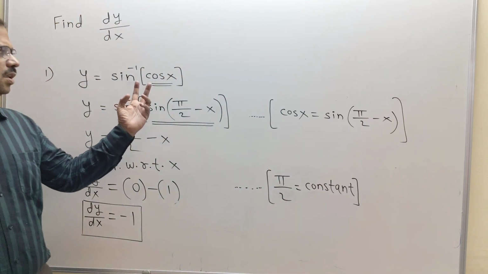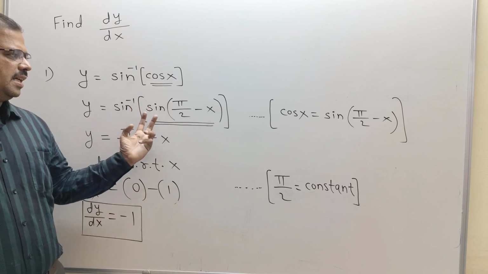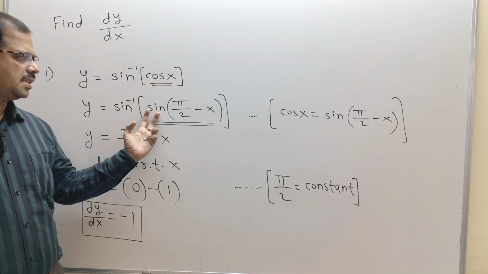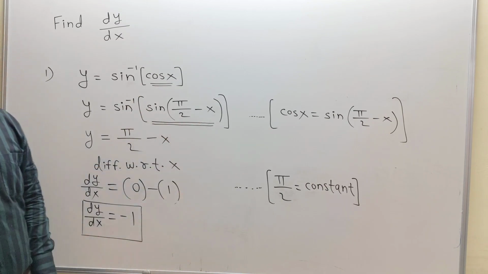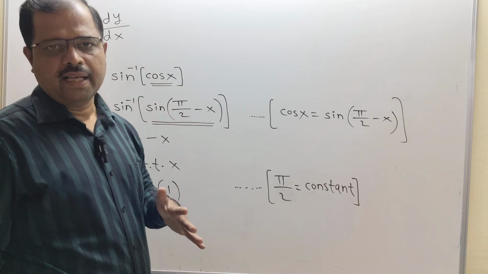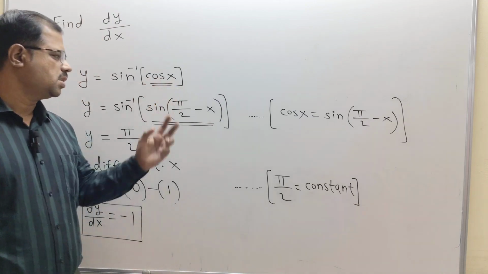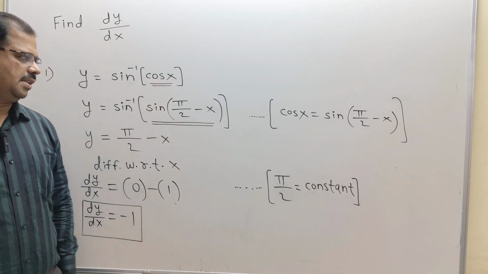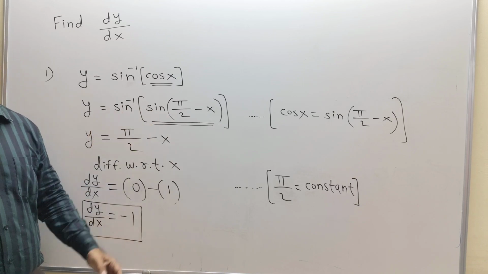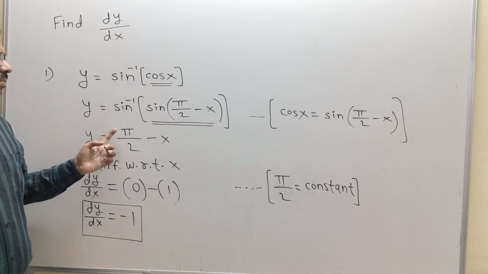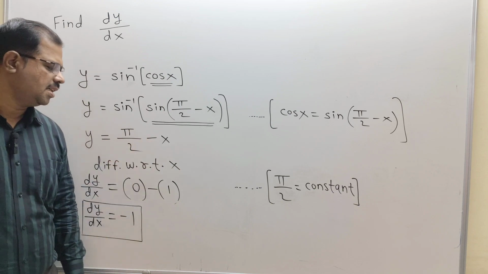Therefore we change cos x as sine of pi by 2 minus x. Instead of 90 degrees we use the radian angle, that is pi by 2. Cos x is equal to sine of pi by 2 minus x. Now sine inverse and sine get cancelled. The remaining term is pi by 2 minus x.